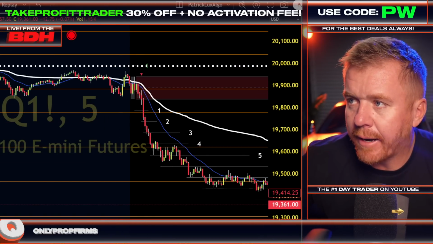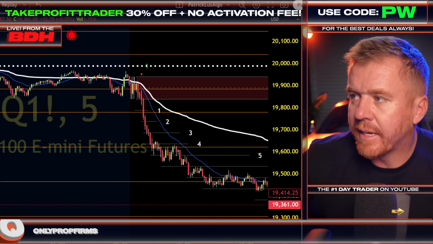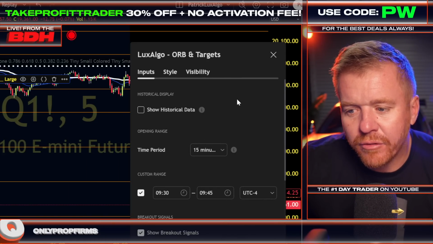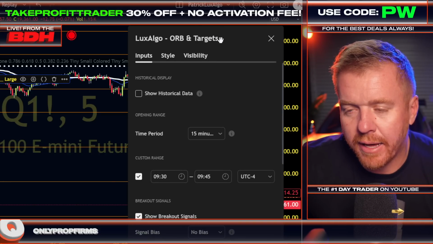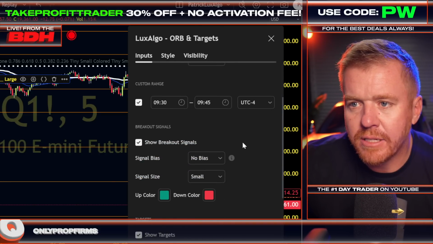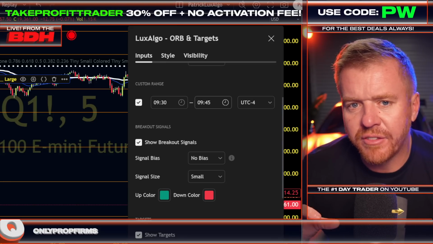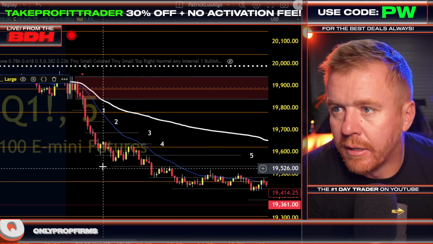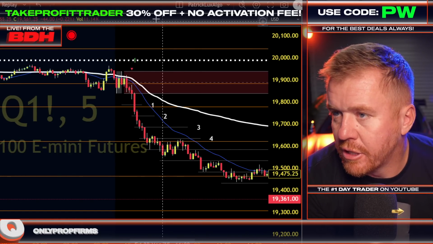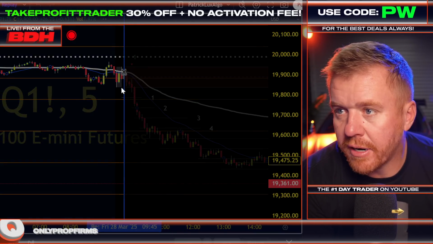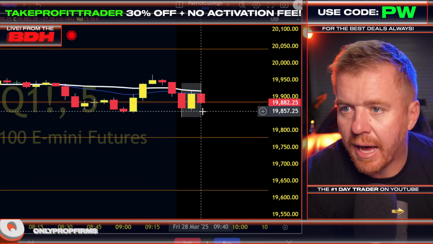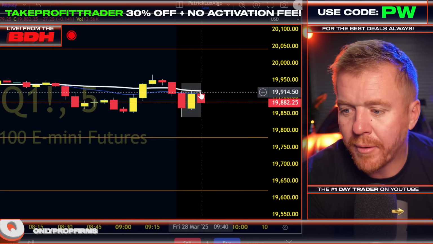The indicator that I'm using on the chart right now is the LuxAlgo Opening Range Breakout and Targets indicator. We've talked a lot about this on the stream. These are my settings, the 9:30 to 9:45 15-minute opening range. All we're going to do is basically do the replay here. We start out at the beginning of the open. We've got our 15-minute range, the high, the low, right there at a pivot point. We've got the VWAP there.